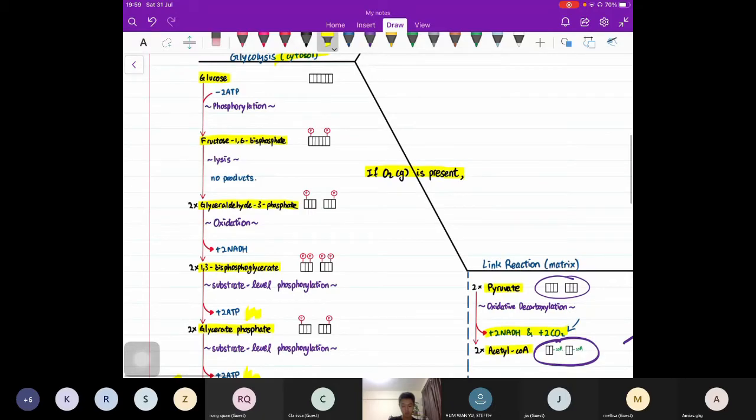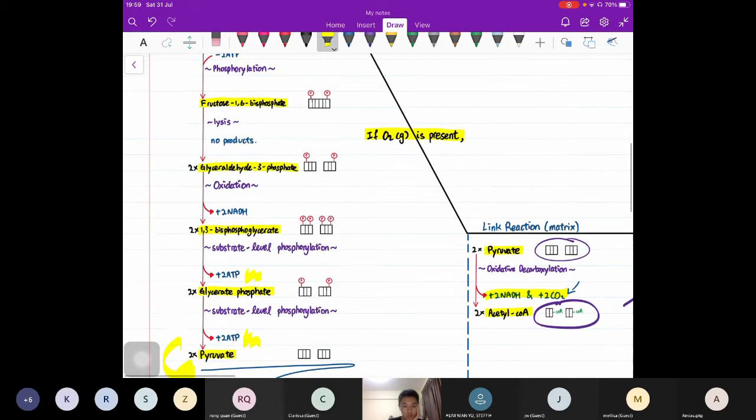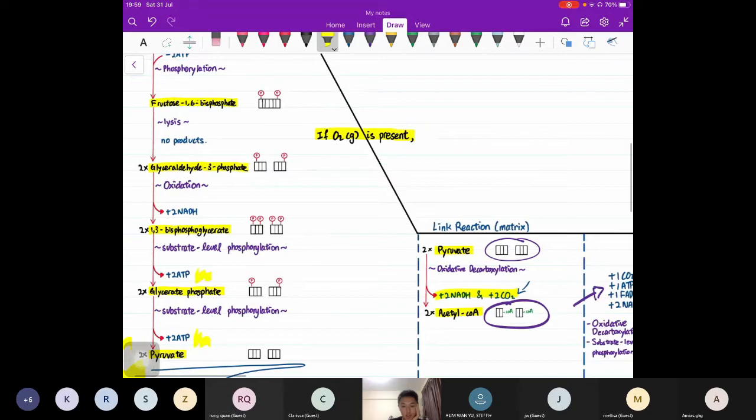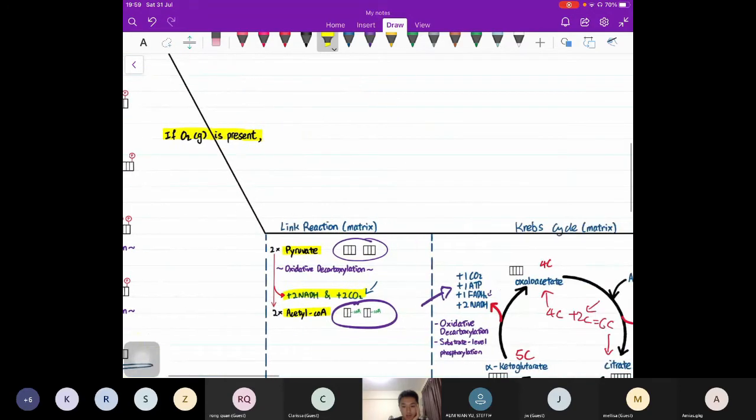Okay, so the big part in glycolysis is lysis. Okay, lysis is when your 6 carbon breaks into your 2 times 3 carbon compounds. That's how you get 3 carbon compounds, and acetyl-CoA is your 2 carbon compound.